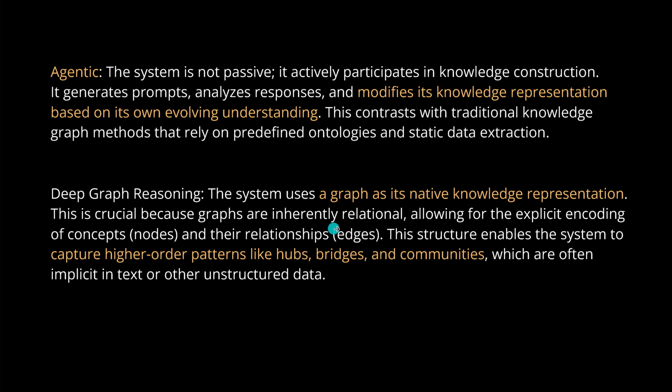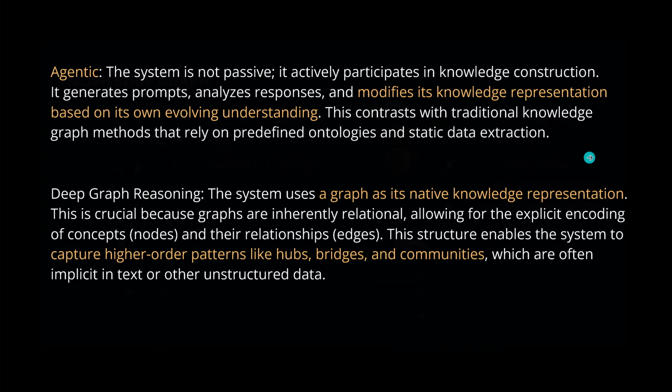And this is crucial. Graphs are inherently relational, allowing here for the explicit encoding of concepts and their relationships. So now the most important sentence: this structure enables the system to capture higher order patterns like hubs or bridges or communities in the graph structure, which are often implicit in the text or other unstructured data. So now we have an emergence, but not this super intelligent, just that in a graph we see suddenly higher order patterns emerge when we look at the graph structure. We see hubs, bridges, and communities, clusters emerging.